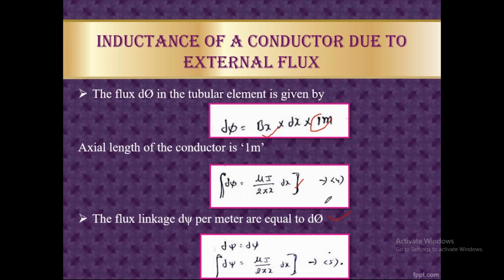On the outer surface, that is outside the conductor, the change in flux and the flux linkage are both equal to each other. That is the difference between the previous derivation and this derivation. So d psi equals, substituting d phi here, this is referred to as equation 5.